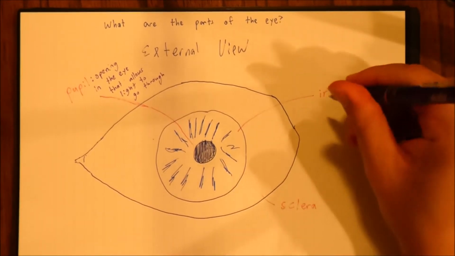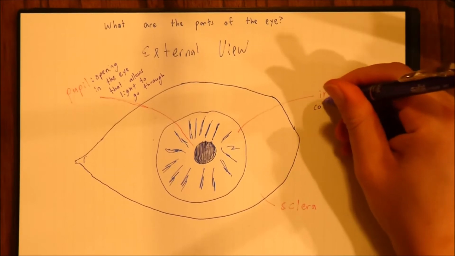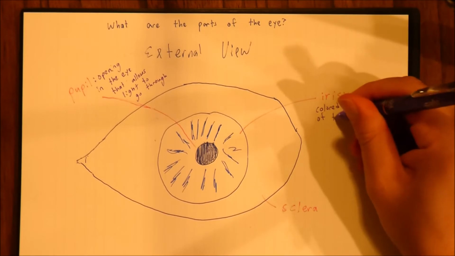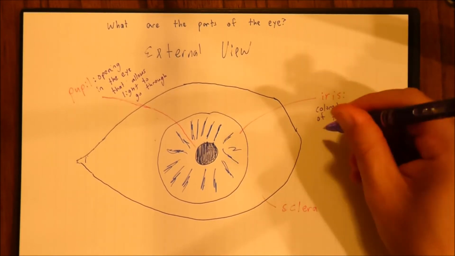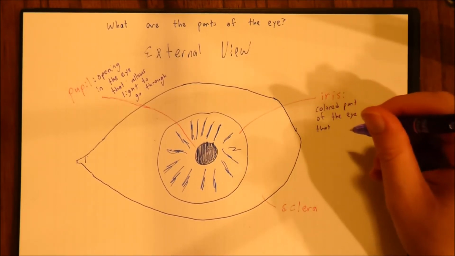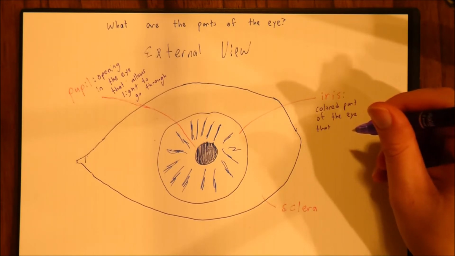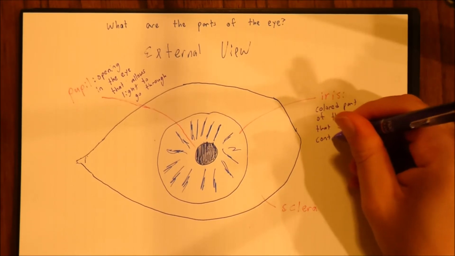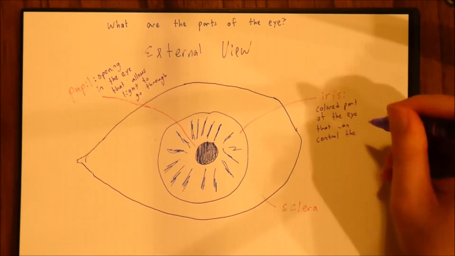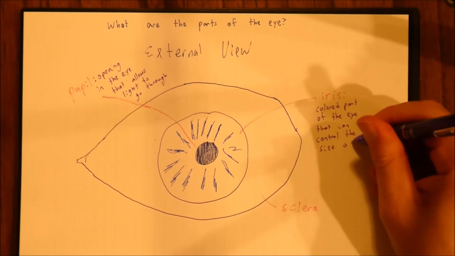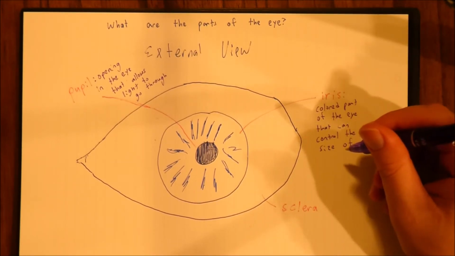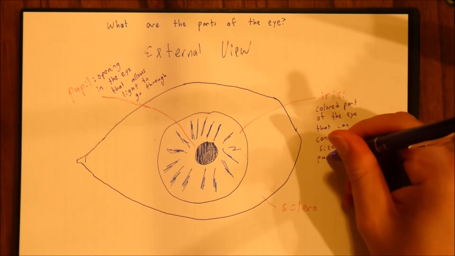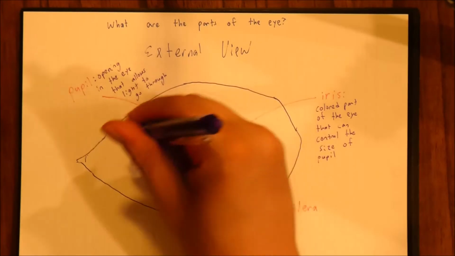So we're going to say here that the iris is the colored part of the eye that can control the size of the pupil. There's two muscles in your iris, two smooth muscles that can either shrink the pupil or make the pupil larger. And then the white part of your eye is called the sclera.